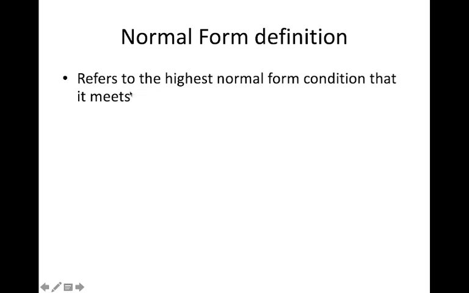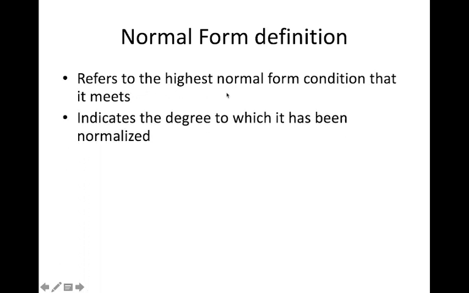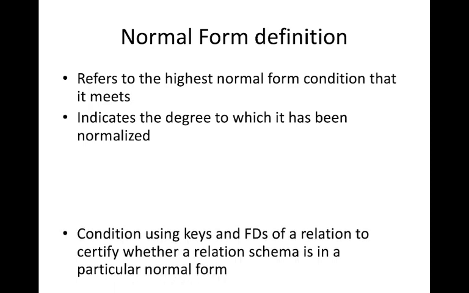So the normal form definition refers to the highest normal form condition that the relation meets. When we say that a particular table is in third normal form, it means it satisfies the conditions of that third normal form. It indicates the degree to which the table has been normalized. So if we say these relations are in third normal form, it means that they have been normalized to that level. We'll learn about this in the next lecture.